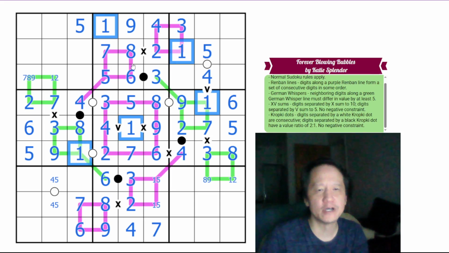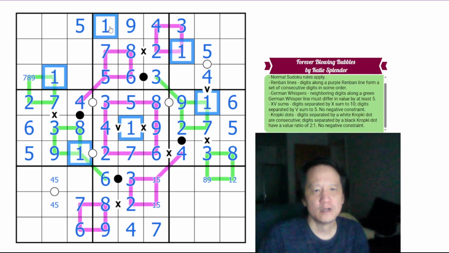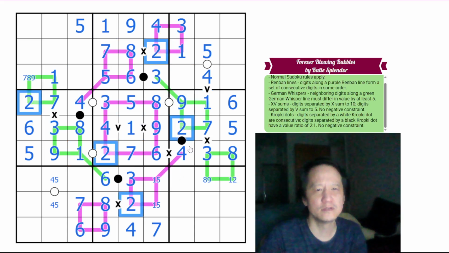Where is the 1 in row 3? Can't be here because they're filled out. Can't be here because of the 1 in the box. Can't be here because this must be 5 away from 2. Can't be here because of the 1 in the column. So this must be 1. Don't know about the rest. 2s.